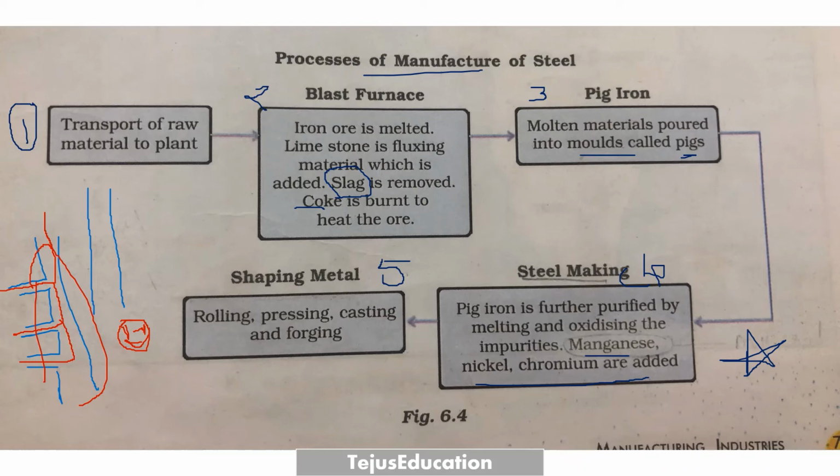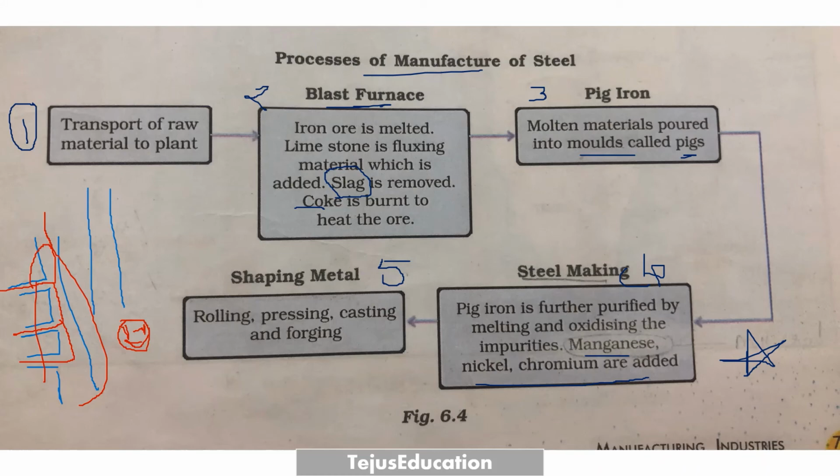Okay, hope it is clear how the steel is manufactured. First, the raw material is transported to the factory, that is plant. Then iron ore is melted in the blast furnace. Limestone is acting as a fluxing material, which is trying to remove the impurities. Here the impurity is slag. Coke is the fuel which is burned to heat the ore so that iron will melt. And the molten material is poured into molds called pigs. We know why it got the name pig iron.